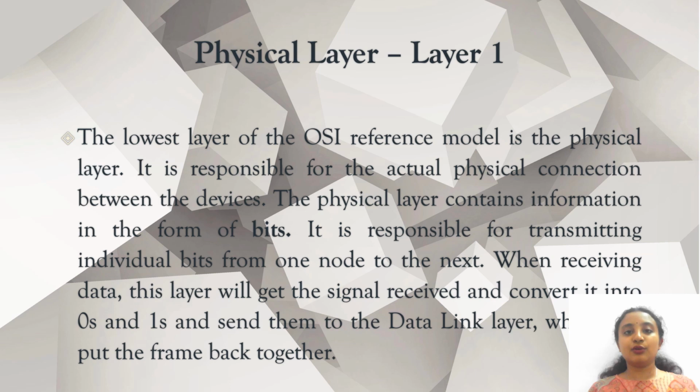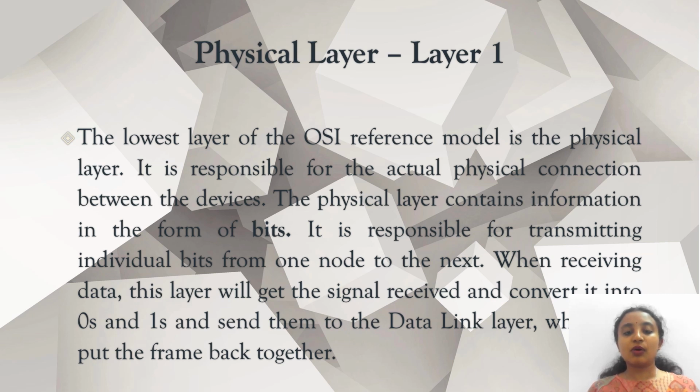The first and lowest layer of the OSI model is the physical layer. It is responsible for the actual physical connection between the devices. The physical layer contains information in the form of bits. It is responsible for transmitting individual bits from one node to the next node. When receiving data, this layer will get the signal received and convert it into ones and zeros and send them to the data link layer, which puts the frame back together.